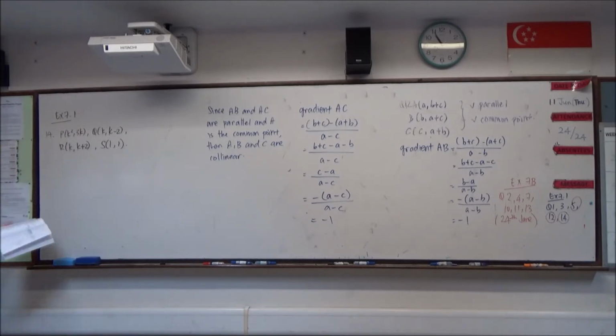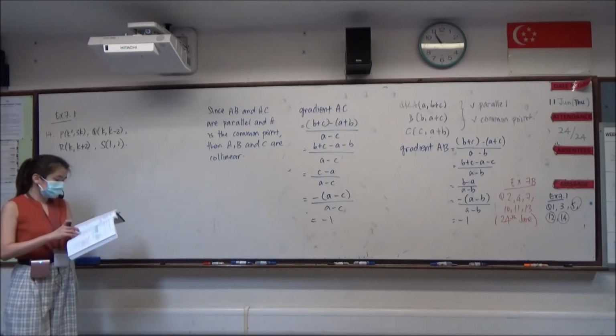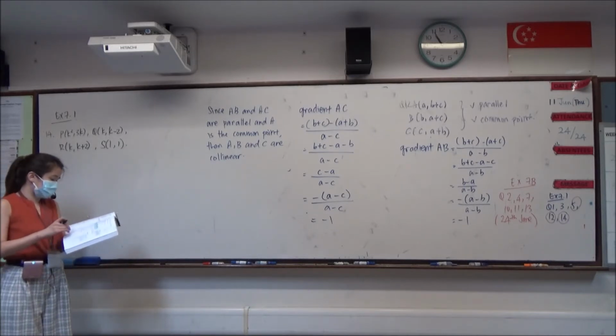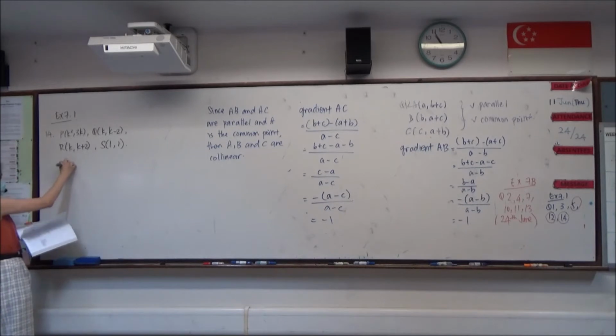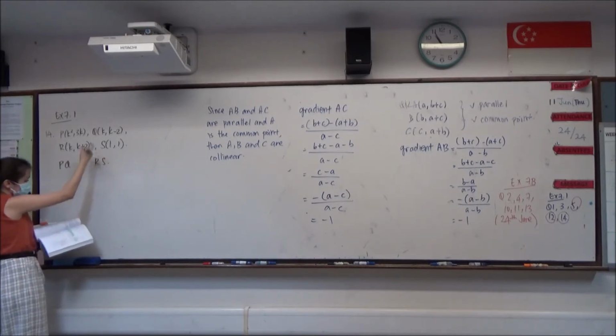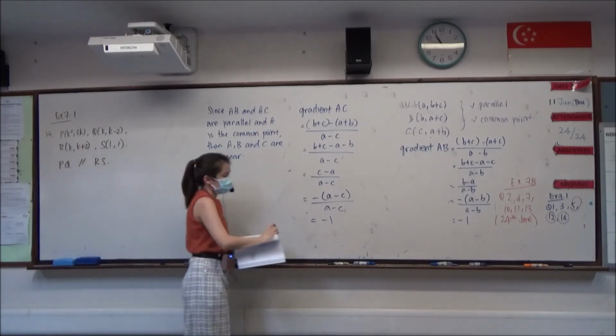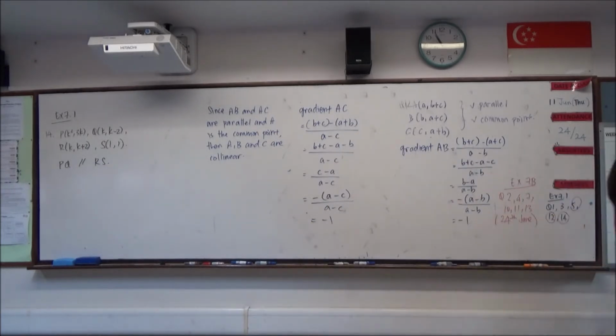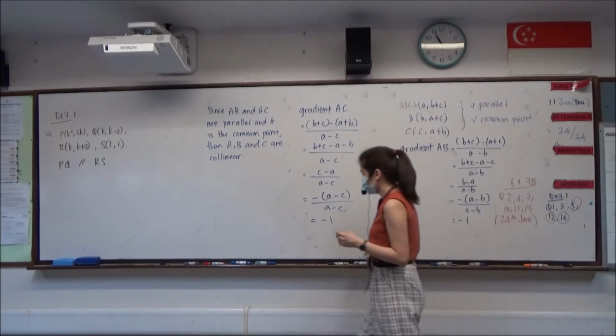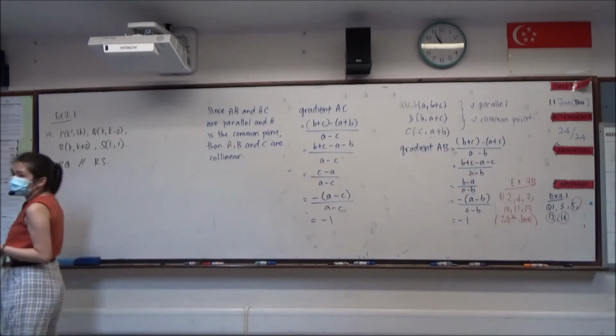Okay, we got PQRS as 4 points. We want to find the possible values of k such that PQ is parallel to RS. So these are all the information given in the question. We shall look at finding the gradient of PQ and also the gradient of RS, and then equate them because they are parallel.